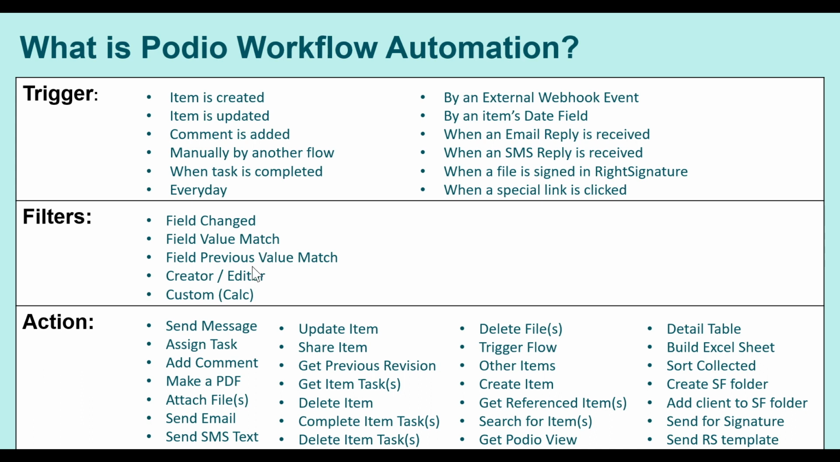But you can see there's a ton you can do, everything from creating a templated PDF, to generating an assigned task, sending messages, updating items, getting previous revisions, creating items in different apps, getting referenced items on things that might be linked in that relationship field, and then even the more advanced integrations that we have with ShareFile and Write Signature for ShareFile. So being able to create a ShareFile folder, add a client to that folder, or send any of these documents that are being generated as a PDF, or Write Signature templates for signature.